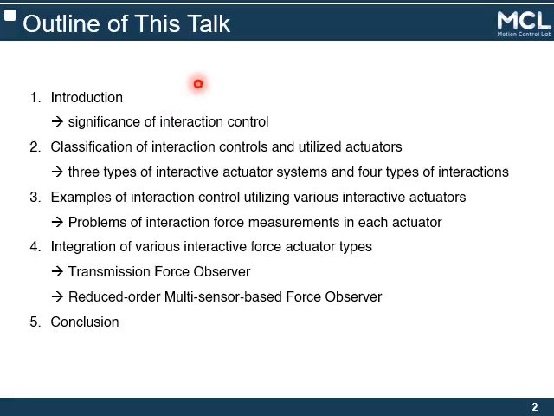So this is the outline of today's talk. First, I will talk about the significance of the interaction force control in recent robotics engineering. Then the types of interaction controls as well as the actuators utilized for the interaction control are categorized. 4 types of interactions and 3 types of interactive actuator systems are explained. Each interactive actuator type has its own limitation, which will be introduced in this talk. And lastly, different types of interactive actuators are integrated to provide enhanced interactive force measurement. A transmission force observer and a reduced order multi-sensor based force observer will be introduced in this talk as the example of this high-performance interaction force measurement based on multiple sensors.